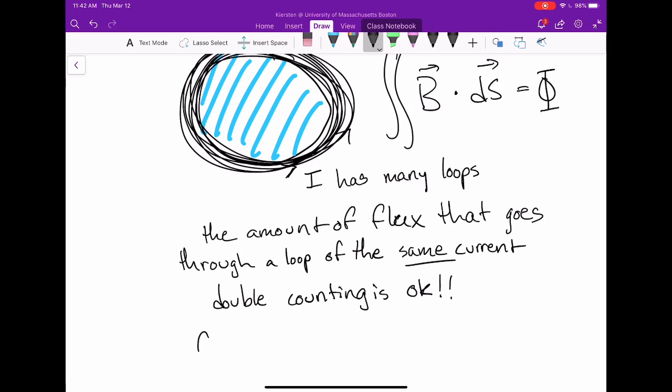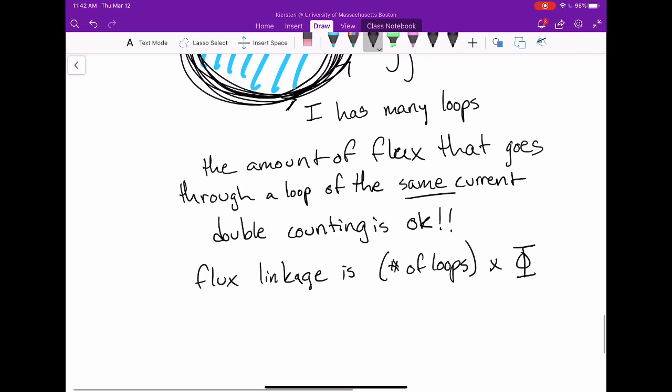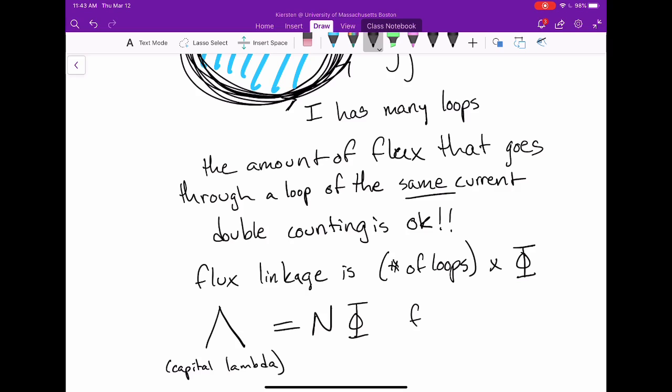The flux linkage is the number of loops times the flux that those loops are going around. And that has a different symbol. It's this, which is a capital lambda. So if there's N loops, it's going to be N times the magnetic flux is the flux linkage.